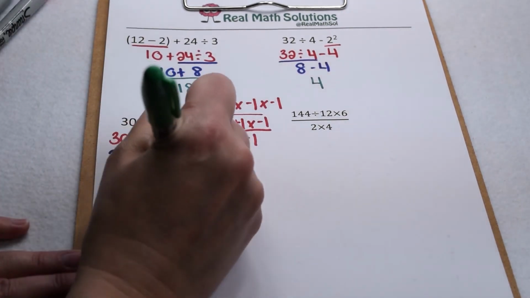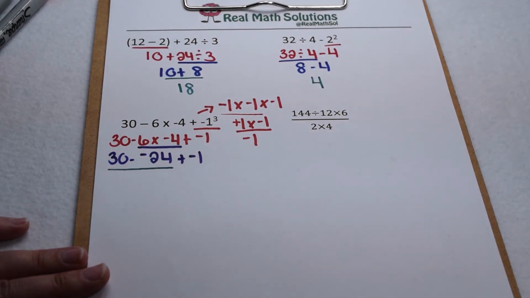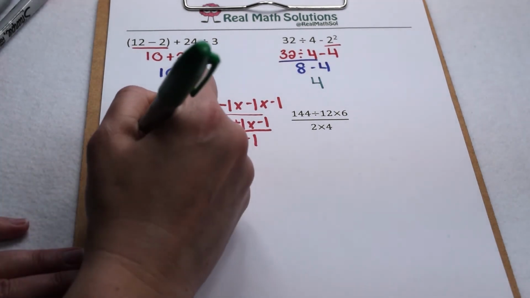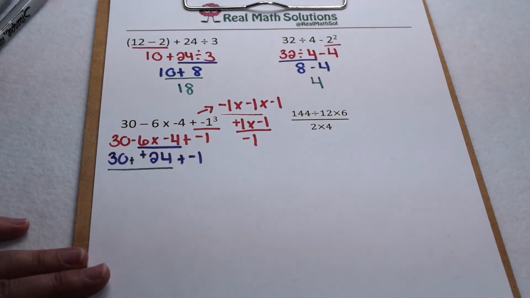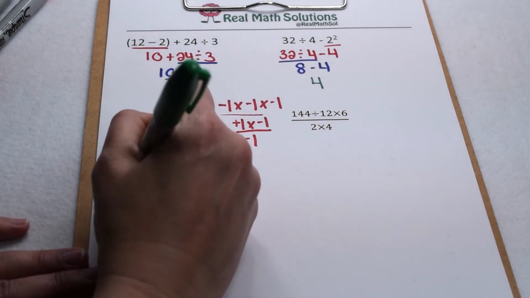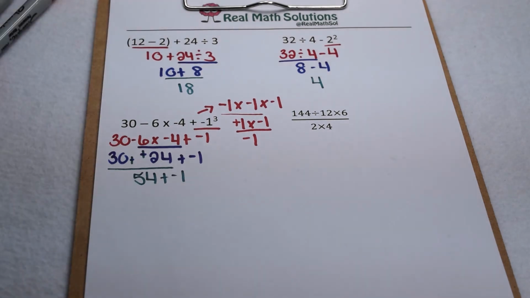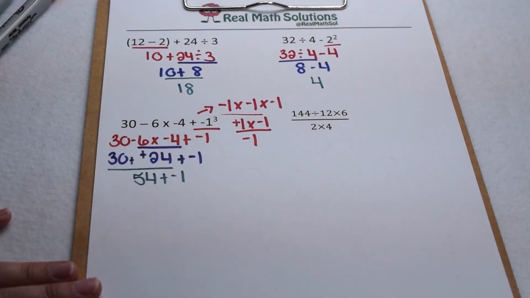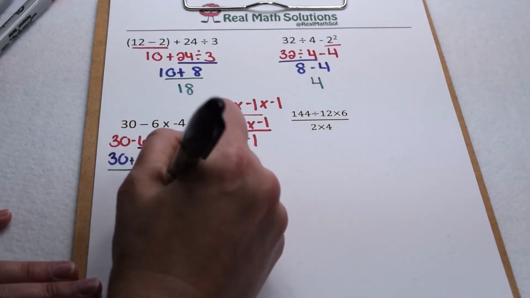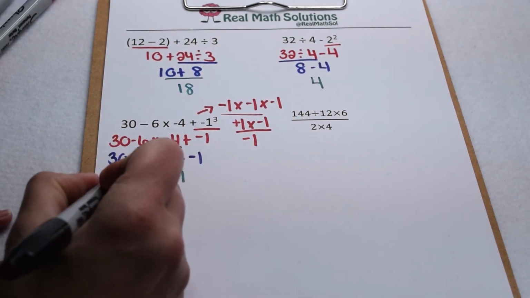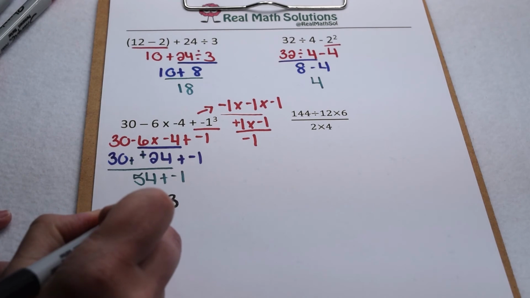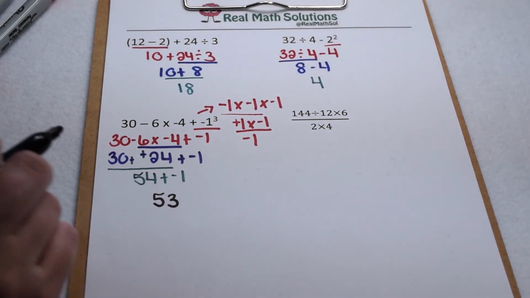30 minus negative 24. Well, to subtract with negatives, that's the same as adding the opposite. So we're going to turn this into plus positive 24. 30 plus positive 24 gives me 54. Our last part is going to be 54 plus negative 1. When we're adding and our signs don't match, I need to take the difference. 54 and negative 1 is going to have a difference of 53. Take the sign of our greater absolute value. 54 is positive, so our solution is going to be positive 53.